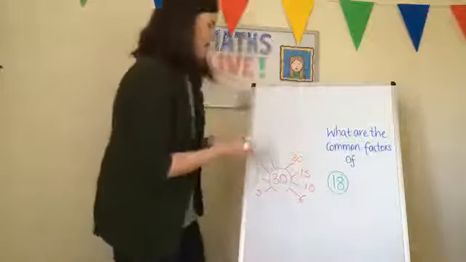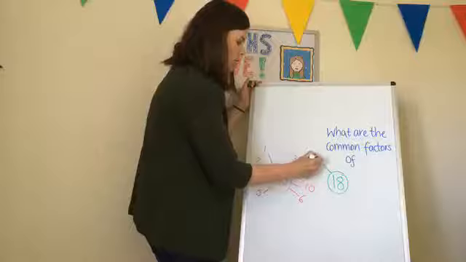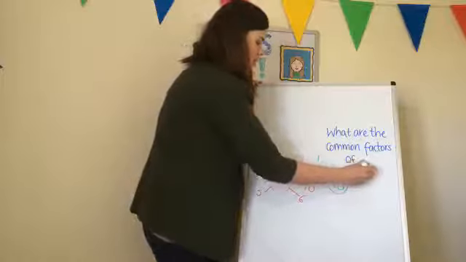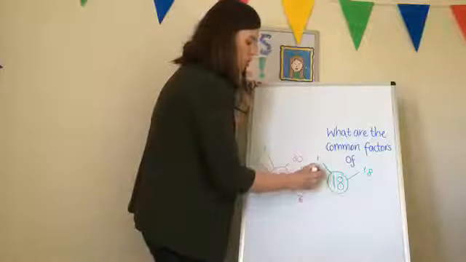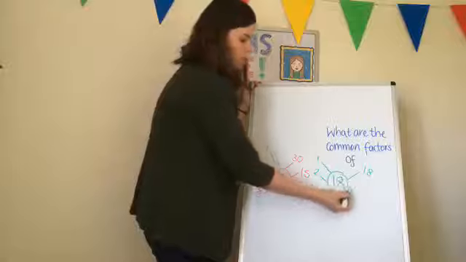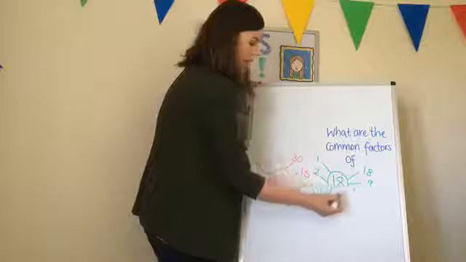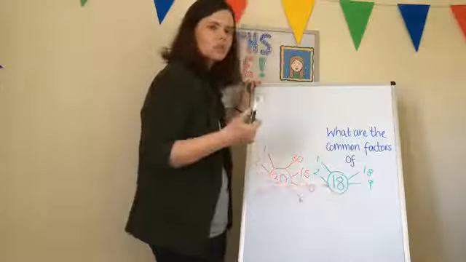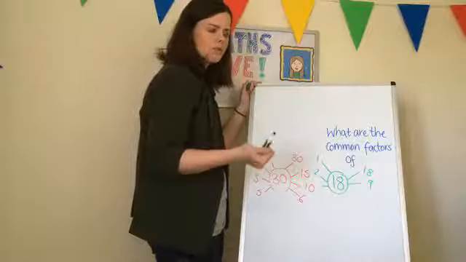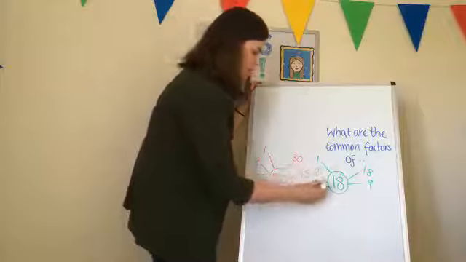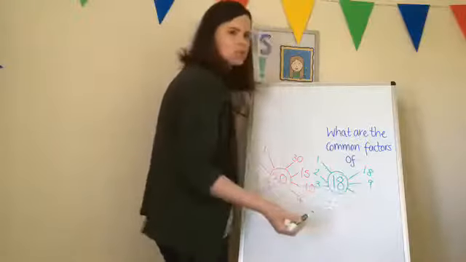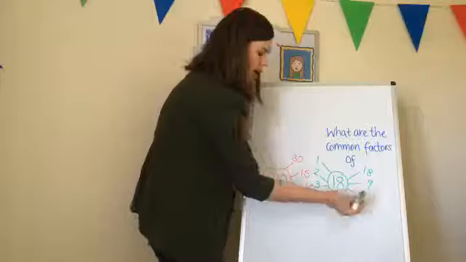Then for 18, we've got 1 and 18. And then we know that 2 must be a factor of 18 because it's an even number. So what do you times 2 by to make 18? That's 9. 3, so 3, 6, 9, 12, 15, 18. So that was 6 threes at 18.